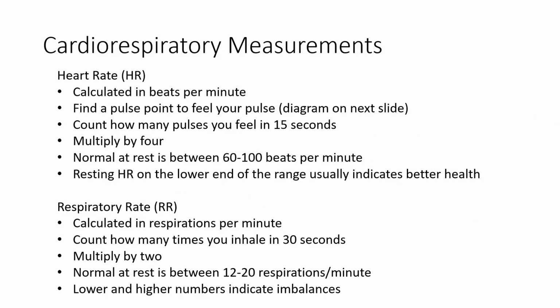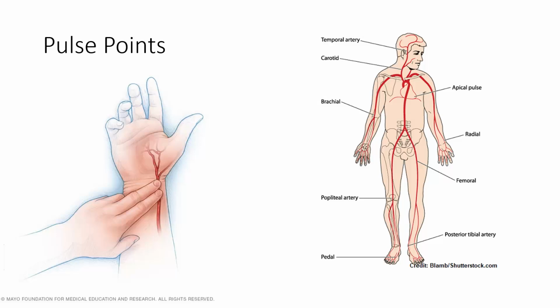There are two major cardiorespiratory measurements that we take all the time, and then there are several others that we can look at, and those would be more appropriate for actual health science courses, not this type of survey course. So in this course, we'll just talk about heart rate and respiratory rate. Heart rate is calculated in beats per minute. You want to find a pulse point to feel your pulse. So this is a diagram of several different types of pulse points. This one in the wrist is probably the most common, the radial pulse point. Carotid is another one in the neck that's pretty common, but these are the locations of the different pulse points. And you can take a look at this diagram after the lecture is done.